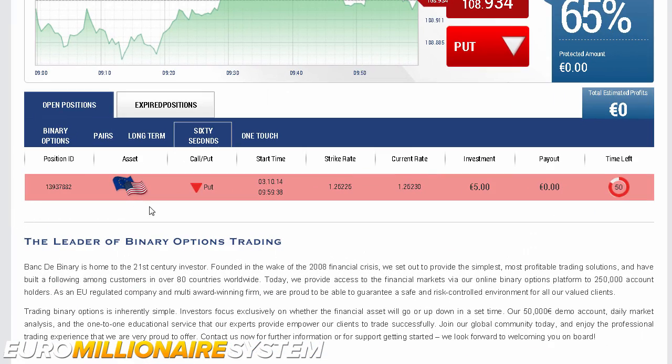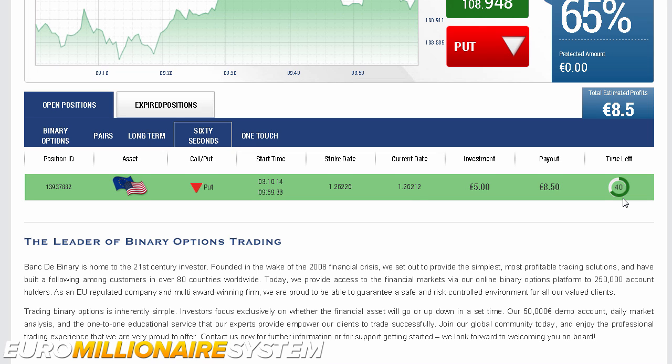Now this section right here shows us the details of the trade that we've just opened. And here you can see the amount of time left until the trade expires. So if we win this trade, we should be looking at an €8.5 payout, so a total profit of €3.5.